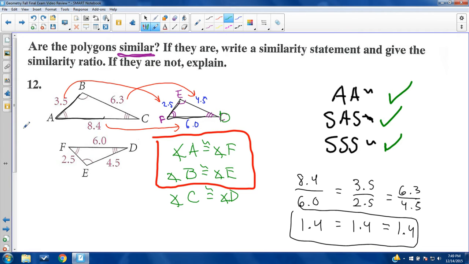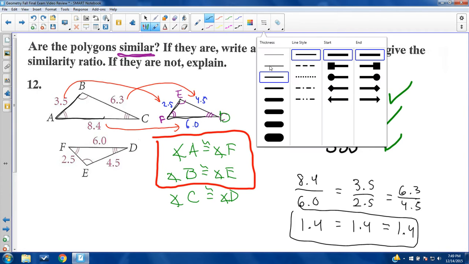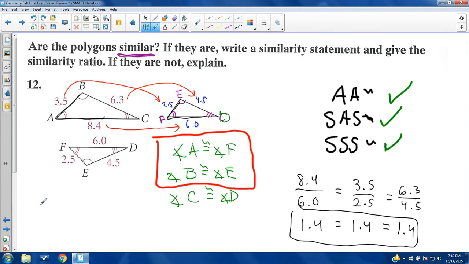So let's do a few things. I'm still not done with the problem. Similarity statement. I need to state which two triangles are similar. Triangle ABC, and it's not DEF, it's triangle FED, by any of these, any of the reasons I found out works.